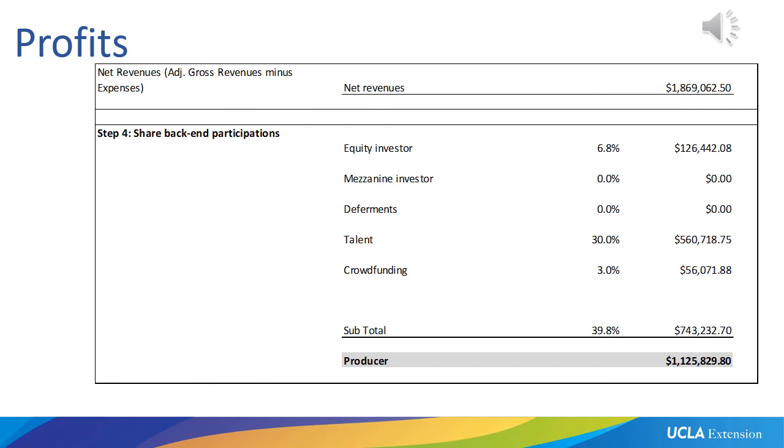If we would have had deferments that wanted profits, that would be also shared, but we didn't have any. The tenant is requiring 30% of our net revenue, so that is $560,718.75. And our crowdfunder, who gave us some cash to cover production costs, is wanting 3% of profits, so that gets them $56,071.88. So altogether, all our profit participations come to $743,232.70, which leaves us, the producer, with $1,125,829.80.